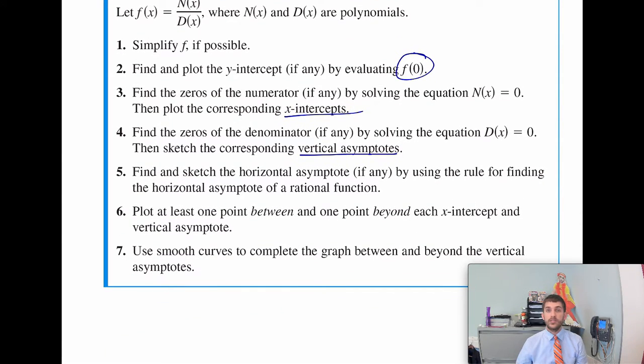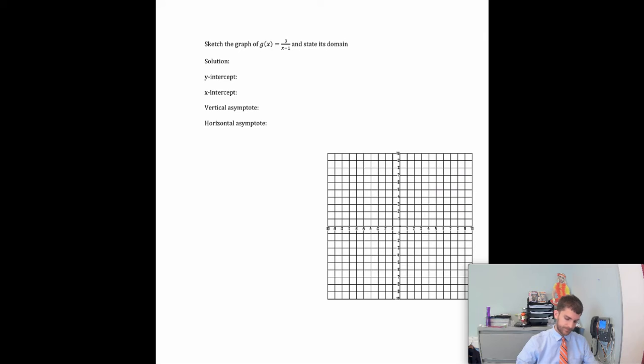Then we're going to find any horizontal asymptotes using what we did a little bit ago, where we're comparing the n and the m values. Then we're going to plot some points between and beyond your x-intercept and your vertical asymptote. We'll look at what that means in a second. And then we're going to use some curves on the graph to find our different pieces. So let's try this out.